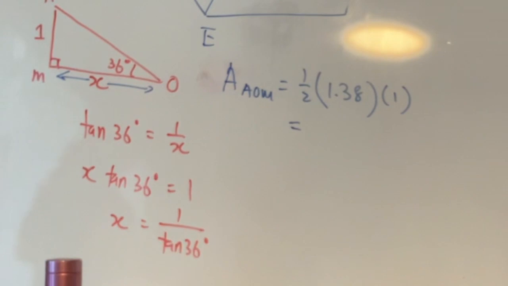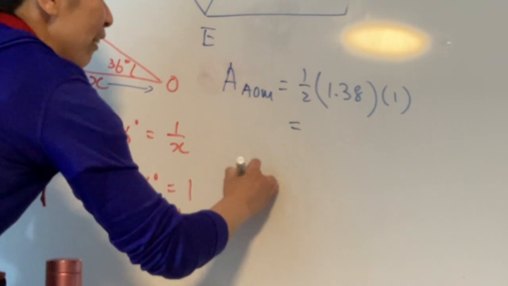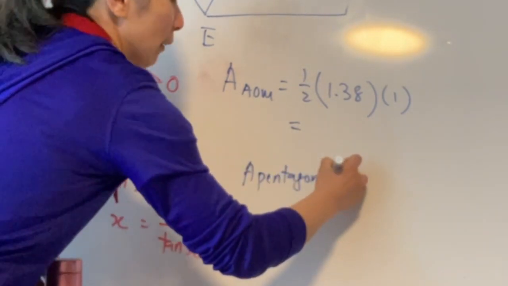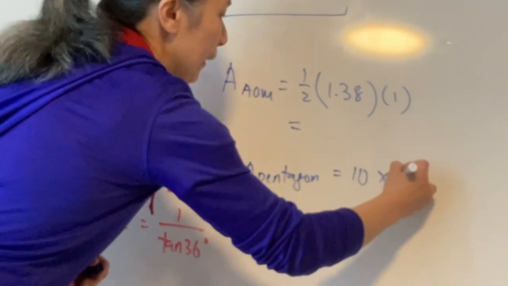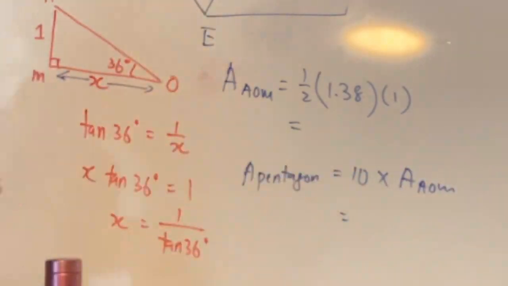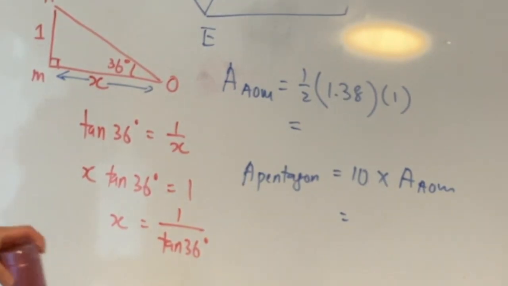And the really last one, you are looking for the area of the whole pentagon. How many of the AON do you have out here? 10. Yeah, 10. And then for the area of the pentagon, you are going to take 10 times the area of AON that you have. That will work.